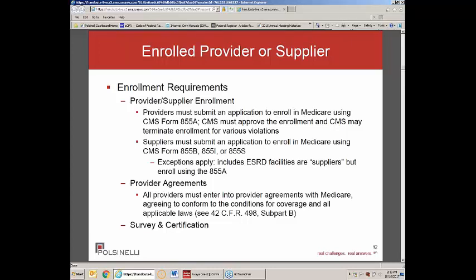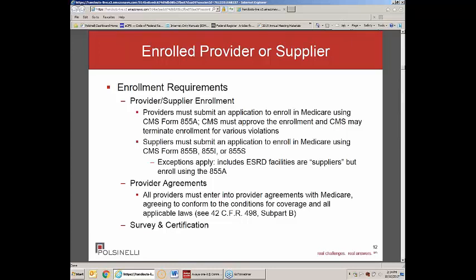In most cases, providers submit the CMS Form 855A. Suppliers also submit enrollment forms; they have a number of different ones. It can be either the 855B, that's probably the most common, or 855I, which is for individuals. And they also have the 855S, which is typically for DME suppliers. There are exceptions to this. For example, ESRD facilities enroll using the 855A, which is typically for providers, but they are classified as suppliers for all other purposes.